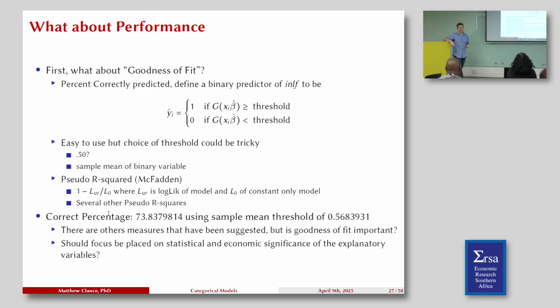It depends. What if my binary variable, what if 75% of the people in the sample are working? That's a proportion, right? But I'm only using 50%. Maybe I should be using 75%. I should try to match the proportion that's in my sample. That's going to make my percentage predicted correctly go down because I'm raising my threshold, but it's a lot more accurate. But I could also choose 20%.